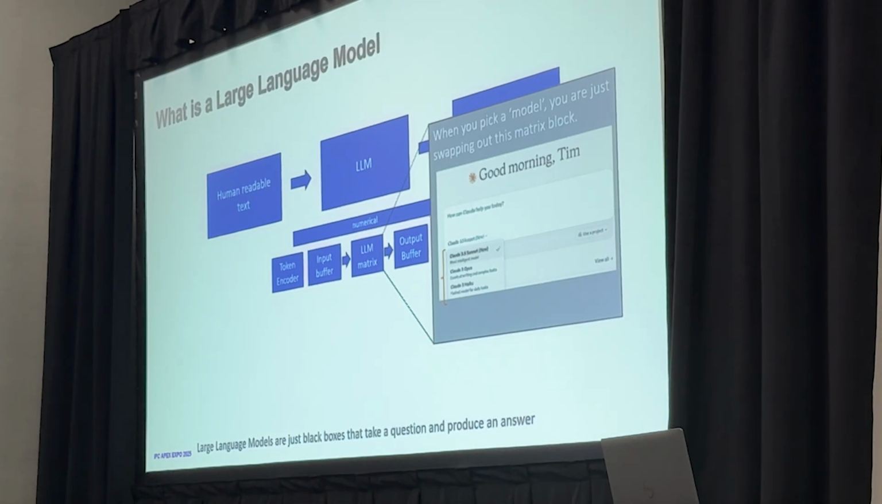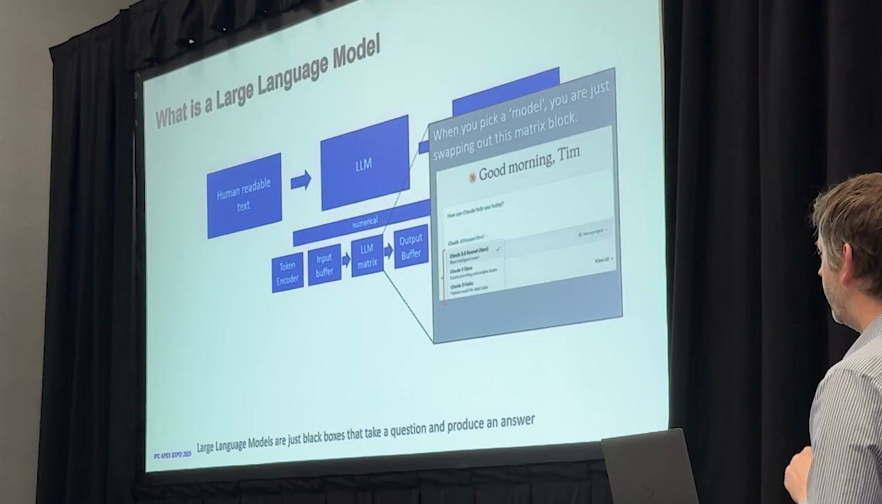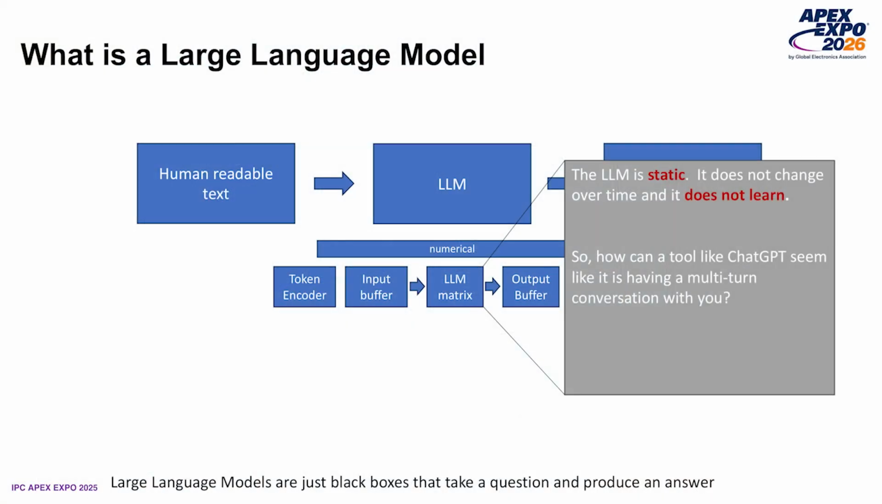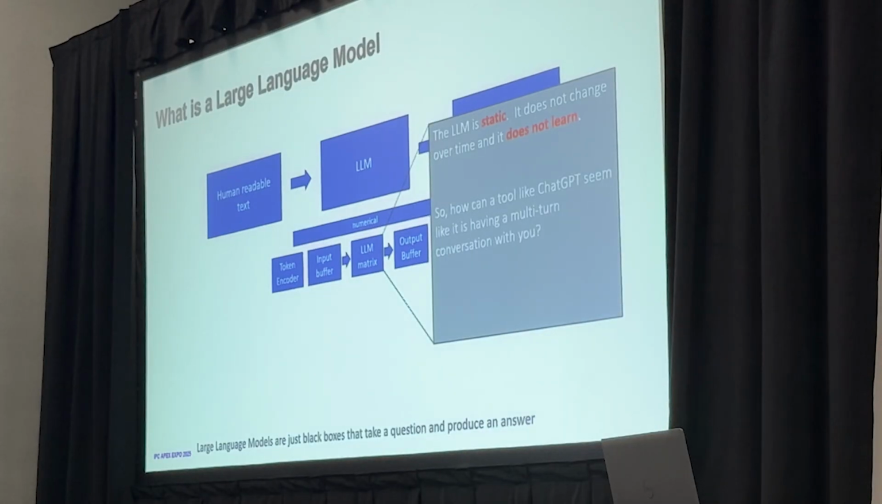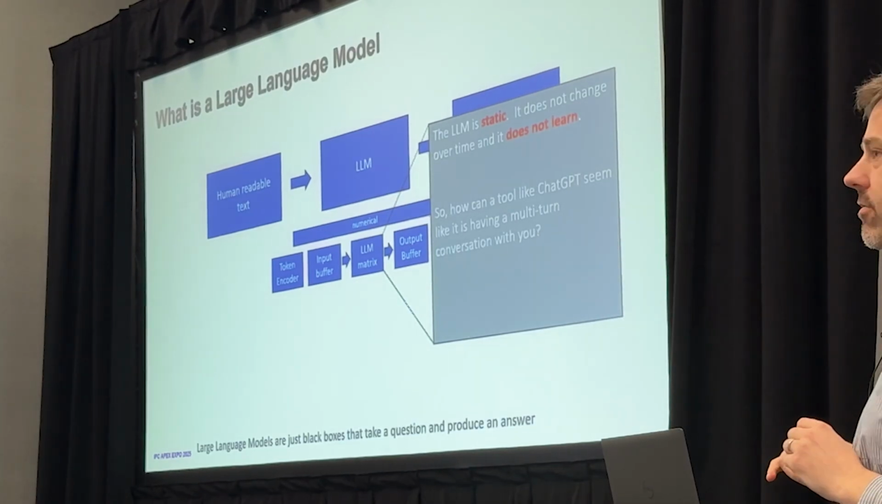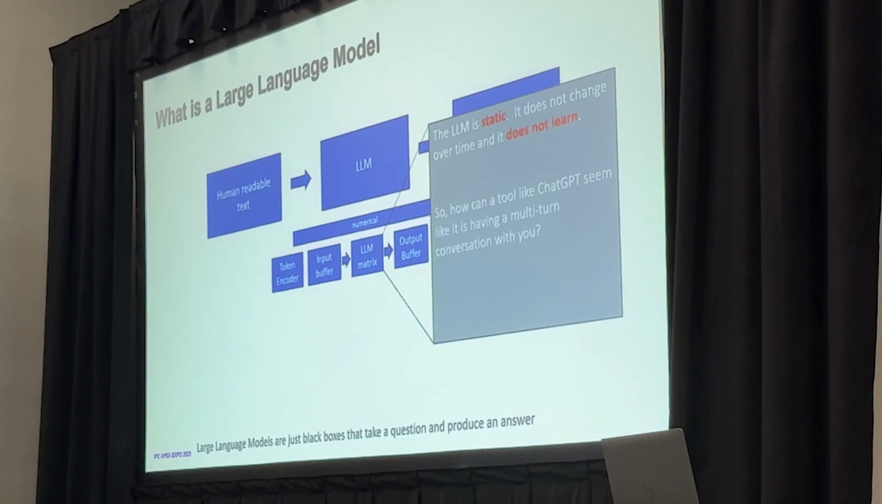But anyway, all you're doing is picking these large language models, and the other important thing to understand is that the large language model is static. This matrix does not learn, does not change over time. When Anthropic comes out with Opus 4.6, the latest model, that's just a series of gigantic matrices of numbers. When you use it, that matrix does not change.